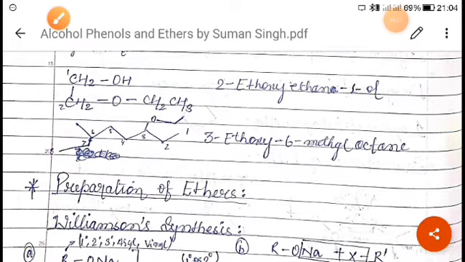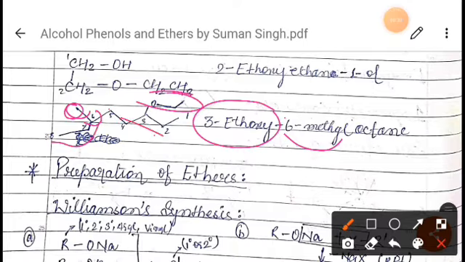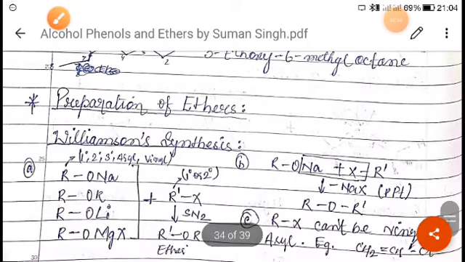In the same way, when you do this, how can we number this? 1, 2, 3, 4, 5, 6, 7 and 8. Here in the third position there is an ethoxy group attached, right? So we will write here 3-ethoxy. In the sixth position there is a methyl group attached, as you can see. And how many carbon? 8 carbon means octane. So I hope you have understood this, right?